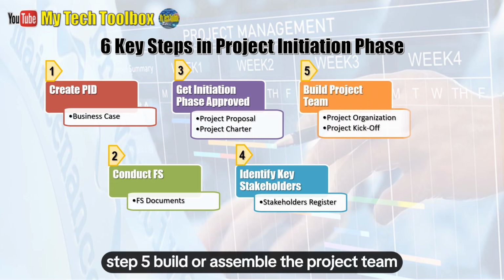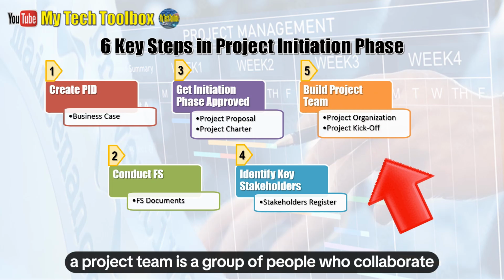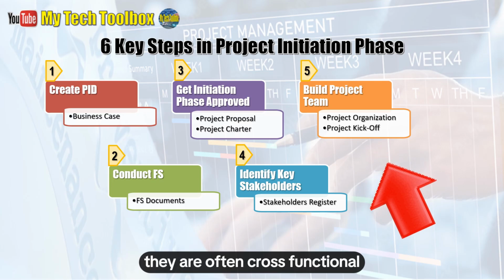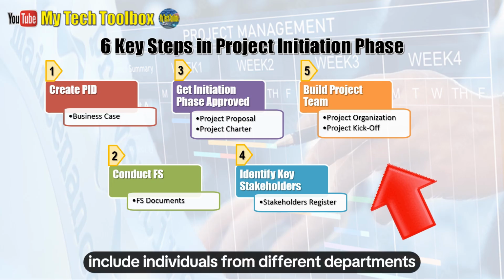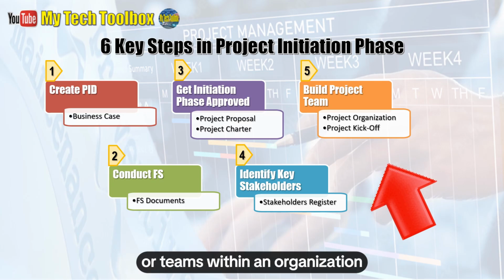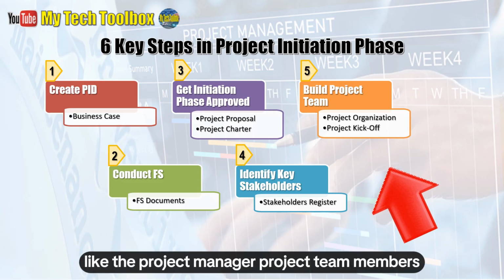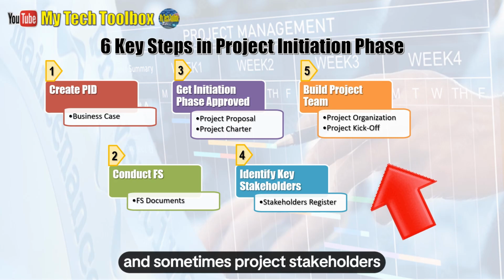Step 5. Build or assemble the project team. A project team is a group of people who collaborate to achieve a common project goal. They are often cross-functional, meaning they may include individuals from different departments or teams within an organization. The project team typically includes roles like the project manager, project team members, and sometimes project stakeholders.